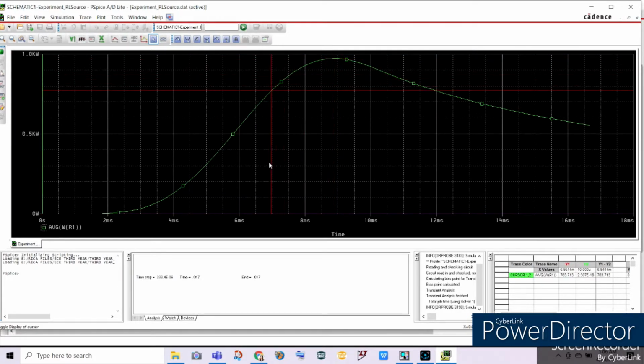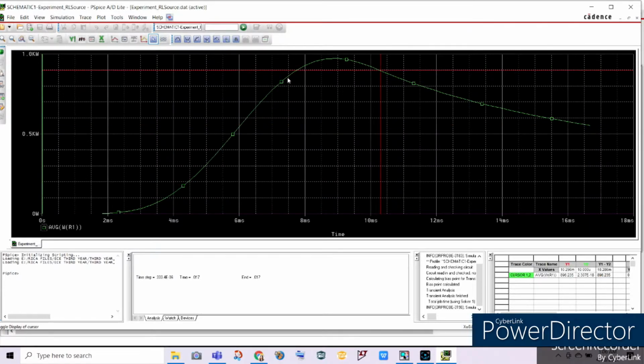But if we are considering the average power, or the total average power absorbed by our resistor, we have to measure it up until the end of the waveform. So here on the end of the green waveform. If you consider it, we will be measuring 556.833 watts for the average power absorbed by our resistor.